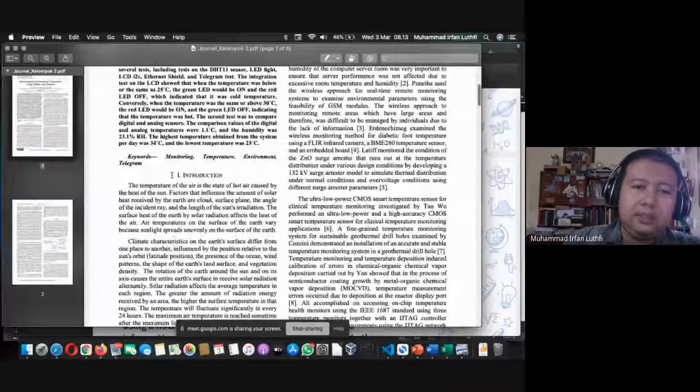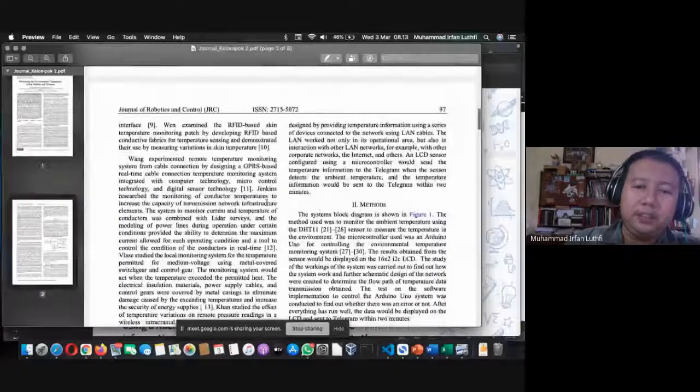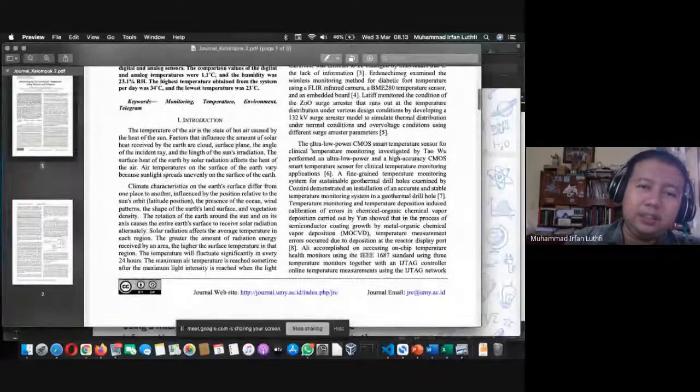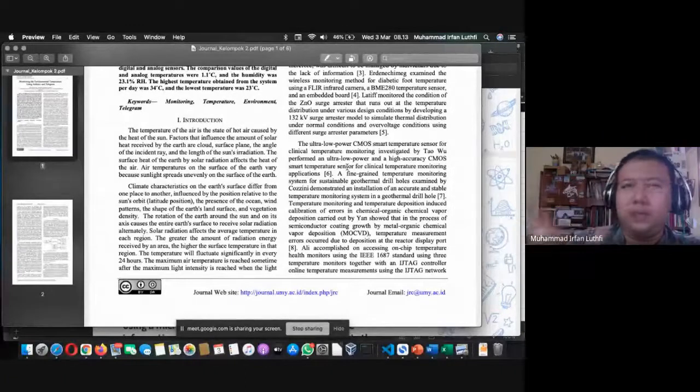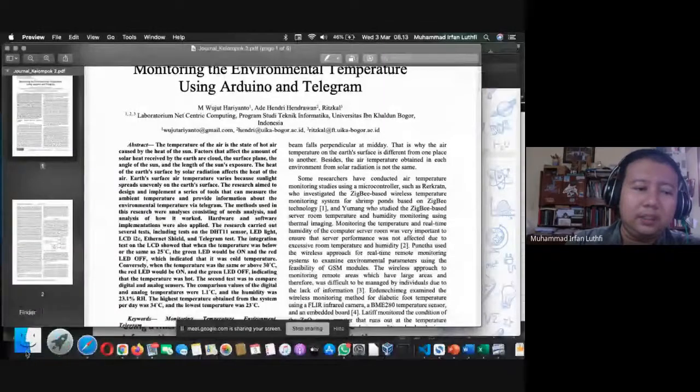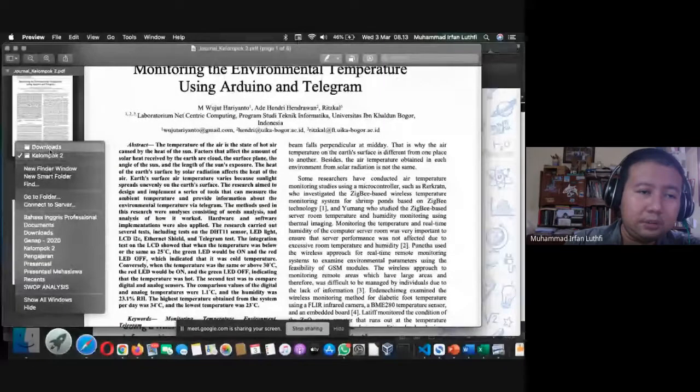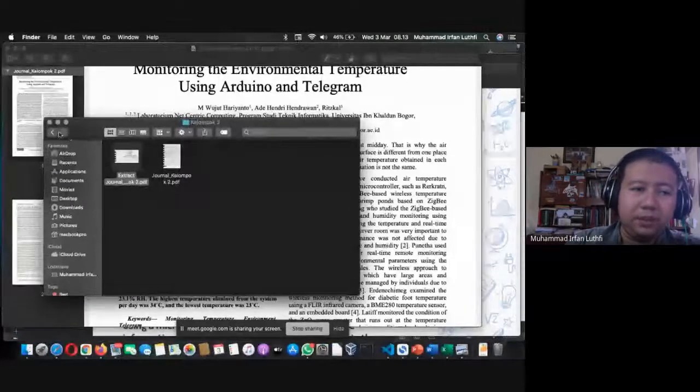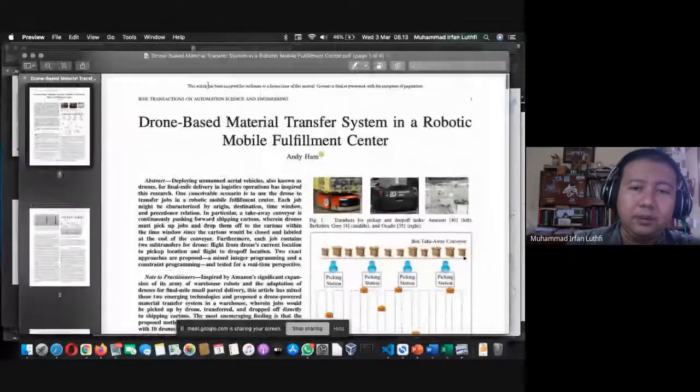You can see here in the introduction, after the introduction, they just jump to the methods. Okay, because the introduction and the literature review combine into one. So you need to pay more attention to this one. If you find something like this, I will try to compare it to the paper from the first group. Okay, here.